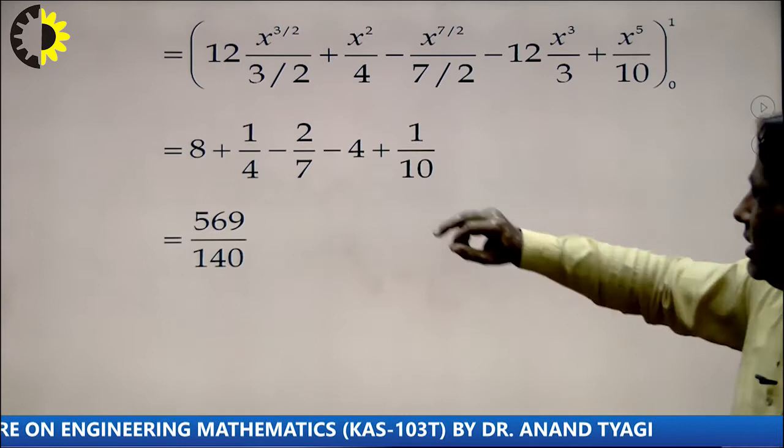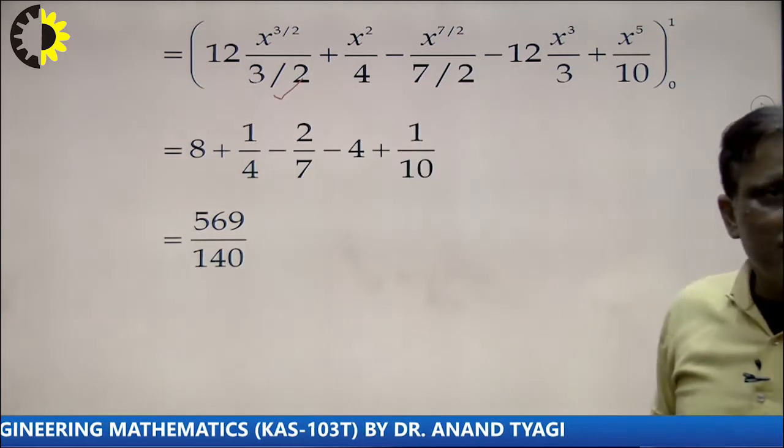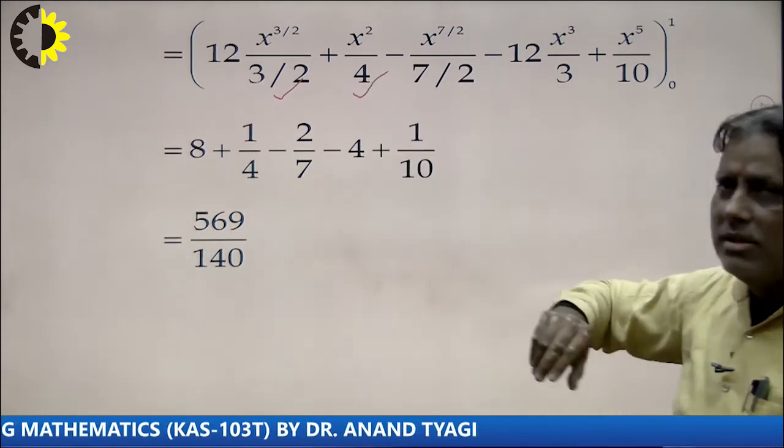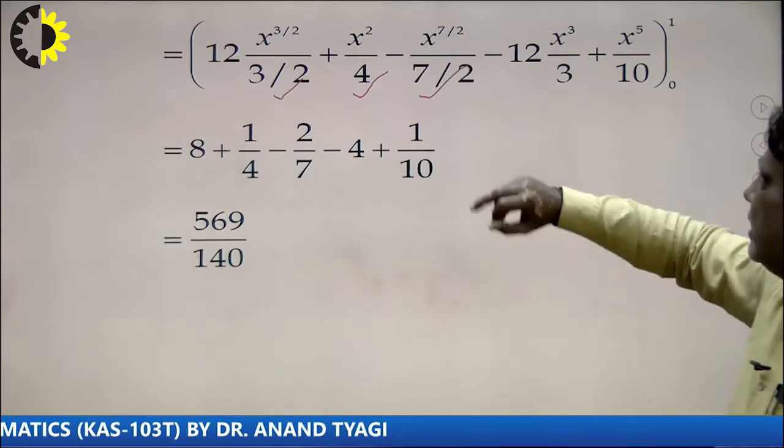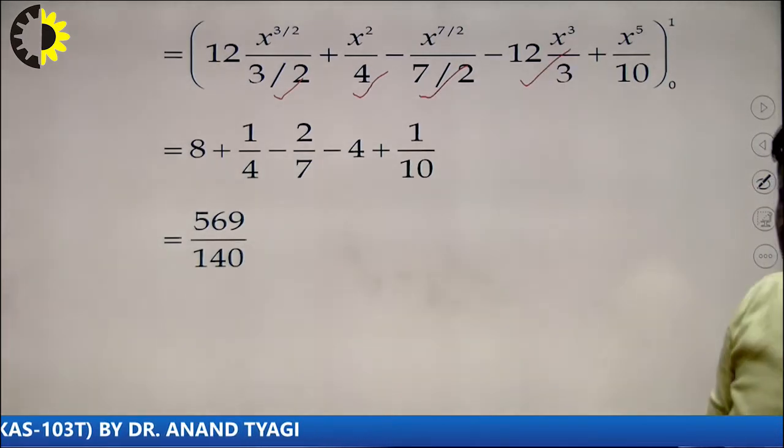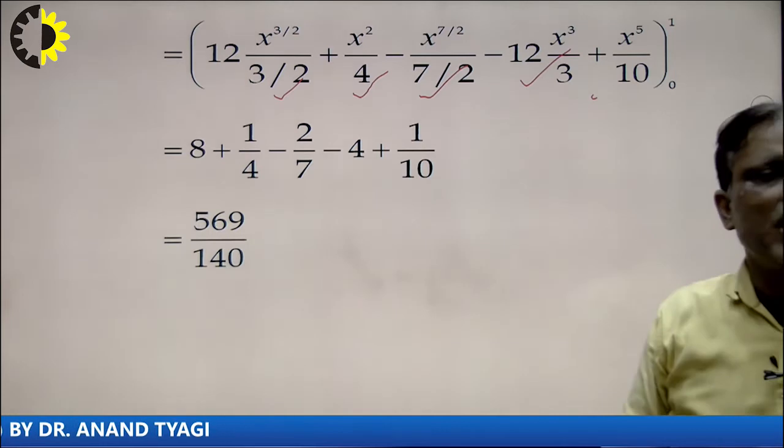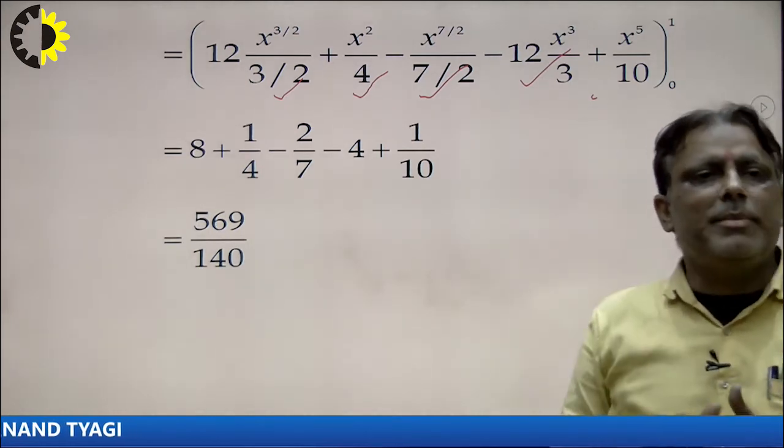This is the integration of x raised to the power 1 by 2, this is the integration of x, this is the integration of 5 by 2, this is the integration of x square, and this is the integration of x to the 5 by 4. In this way we can find out upper limit minus lower limit.